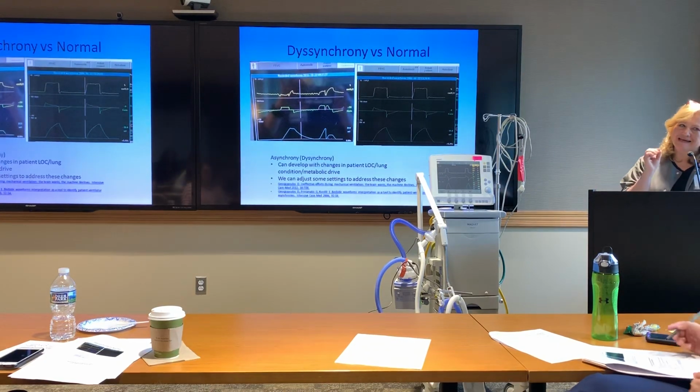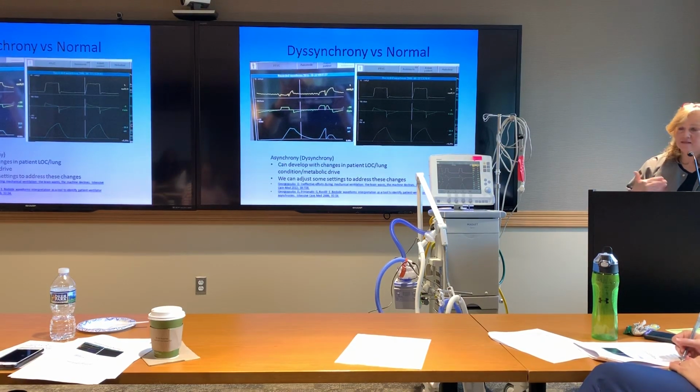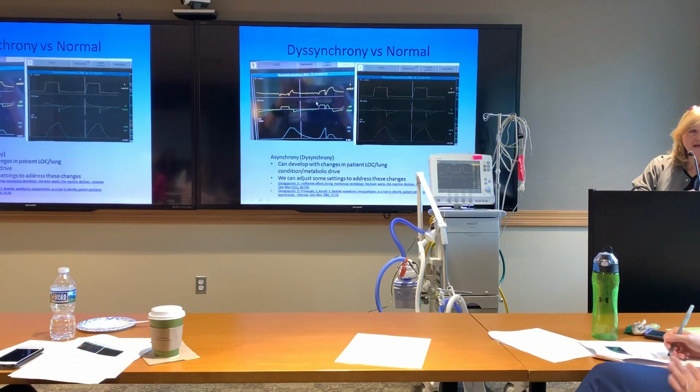Dyssynchrony, otherwise known as asynchrony. In other words, bad synchrony. There isn't synchrony between the patient and the ventilator. This picture here is just a mess. This is what pressure control, or PRVC, is supposed to look like, same thing. Supposed to have nice, pretty square pictures. This kind of stuff means, okay, here the patient is being nicely supported by the ventilator. Here, the patient's dragging the ventilator behind them. This is not what we want to have them do.